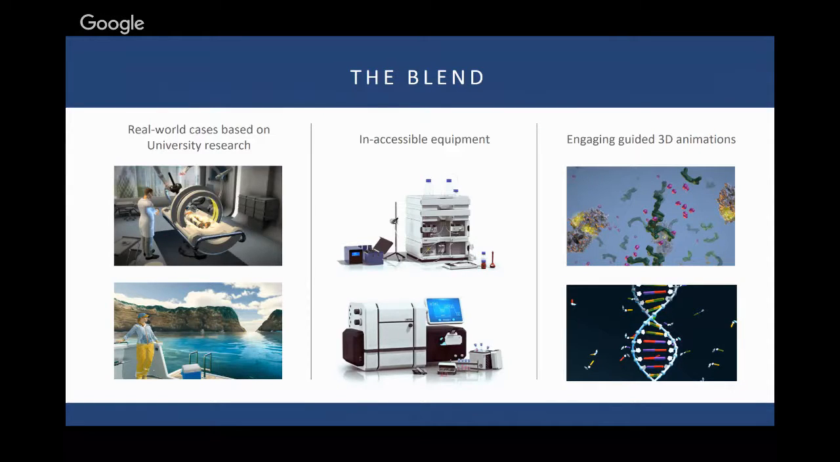So maybe diving back a little bit, what is it that makes Labster unique, and why are the Labster simulations so effective? What is the secret sauce, if you may say so? Well, one of the things that I talked a little bit about earlier is that Labster creates a very high level of engagement and motivation for the students.